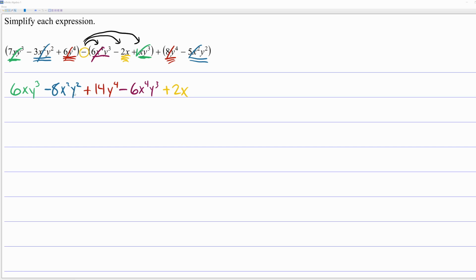So going back a few steps, if you look at this term in blue, the x squared y squared terms, we had negative 3 plus negative 5. Negative 3 plus negative 5 is negative 8, but the terms were x squared y squared. That did not change. So when you're just adding or subtracting terms, the exponents on the variable parts do not change. And that's my main hint.